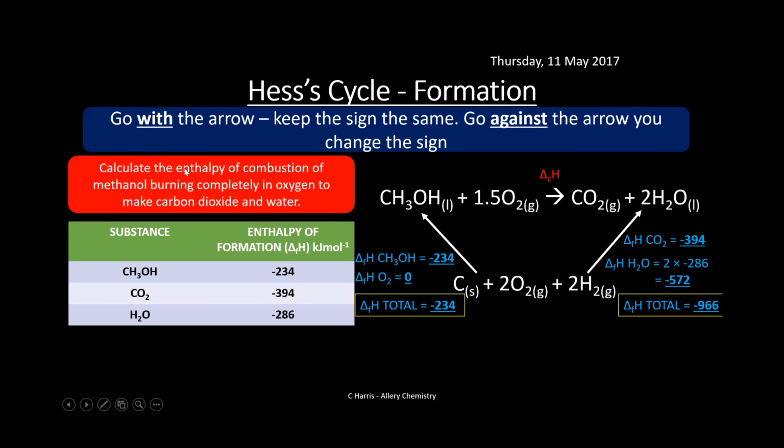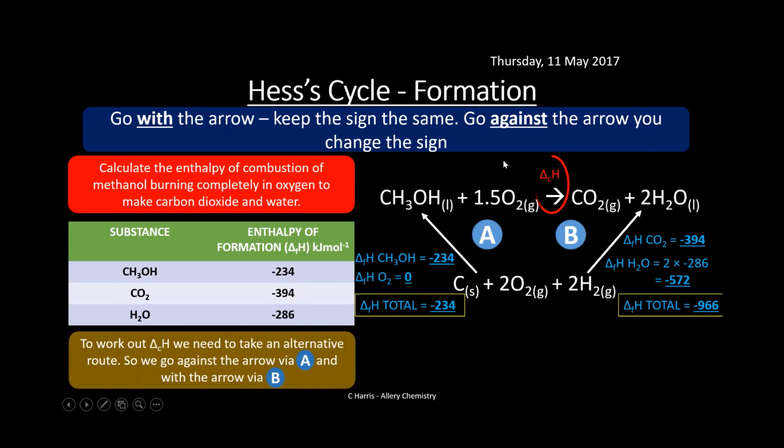We want to work out the enthalpy of combustion, because that's what it's talking about. So basically, this is where the arrow bit comes in. We want to go from here to here. We can't do it. Imagine that's a roadblock. So the diversion we take is going down here and then up here. So we go against A and with B.